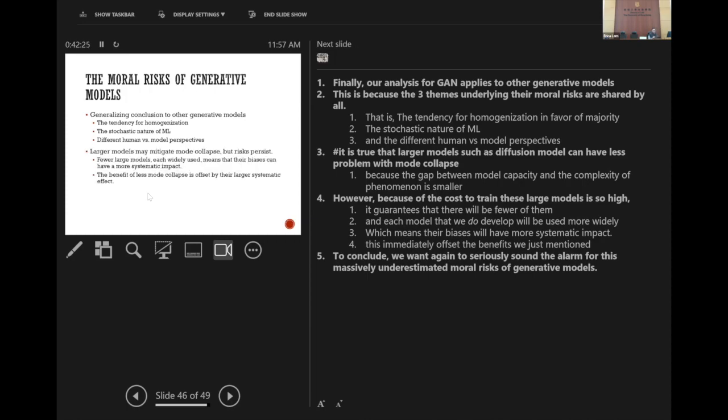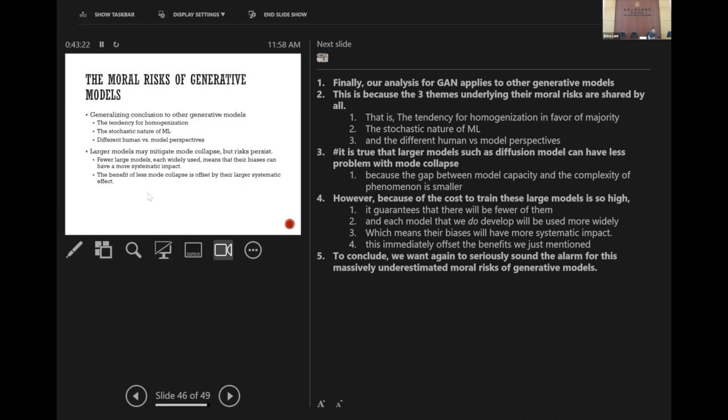It is true that larger models somehow mitigate the issue. So diffusion models, because they are very big, might have less problem with mode collapse because the gap between the model capacity, training data, training time, and the reality or phenomenon it aims to represent is smaller. So we acknowledge that. But the practical problem is that because the cost to train such large models is so high, you almost guarantee there will be so much fewer of them. And each of the models we do develop will be used much more widely, right? So whatever idiosyncratic biases they produce will end up having much wider and more systematic effects. And we know that this immediately offsets the benefit they generate due to their size.